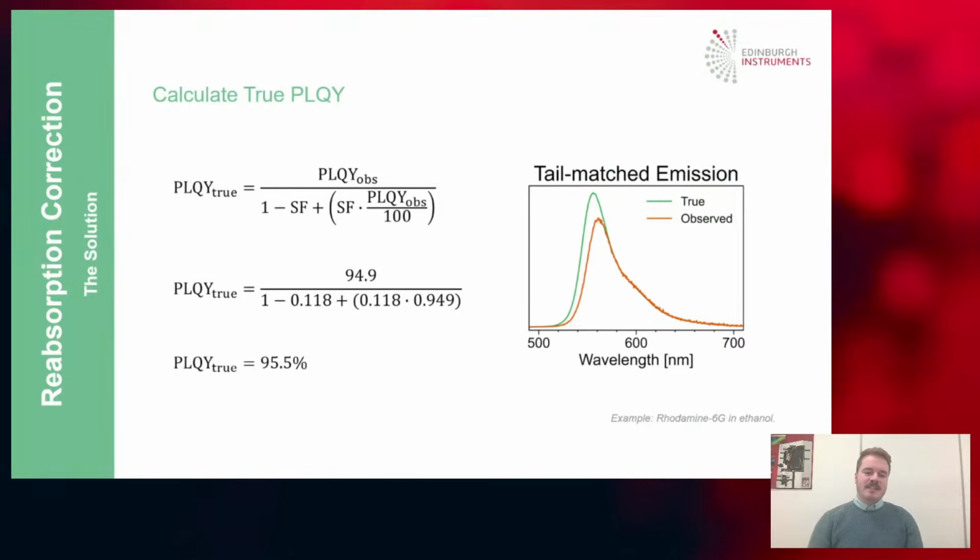This isn't a dramatic difference in this instance, but this is because the sample has a high quantum yield. Essentially, these reabsorbed photons are very likely to be re-emitted as photoluminescence again. However, if you have samples with 30 and 40% quantum yield, you can find quite a dramatic change when you perform this reabsorbance correction.